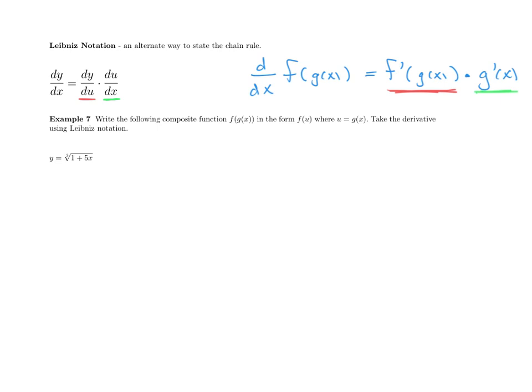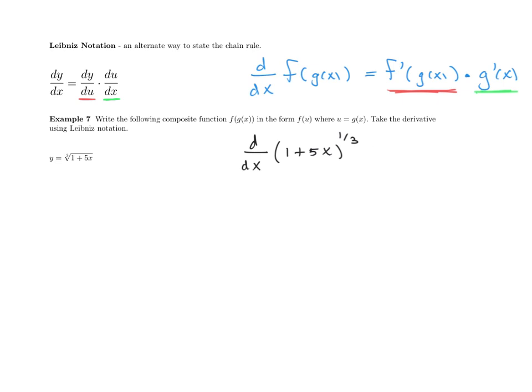Let's try using this in example 7. Here we have the function y is equal to the cube root of 1 plus 5x. First, I say we just try the old way. If you want to take the derivative of this function, you're taking the derivative of 1 plus 5x to the 1/3 power, because a cube root is a third power.